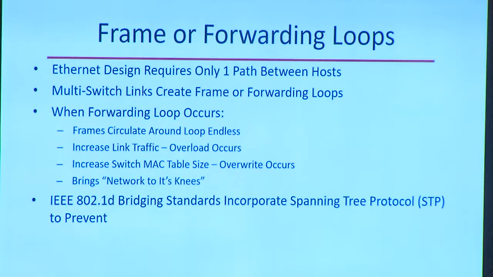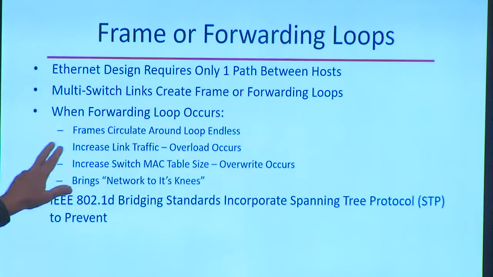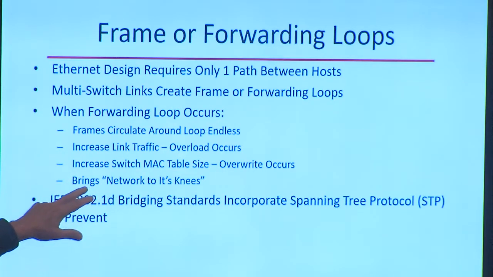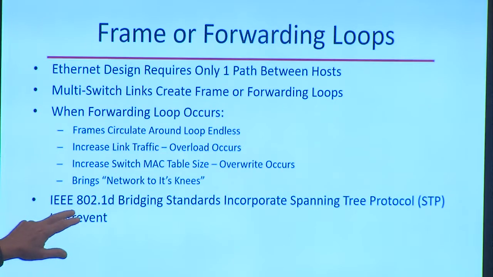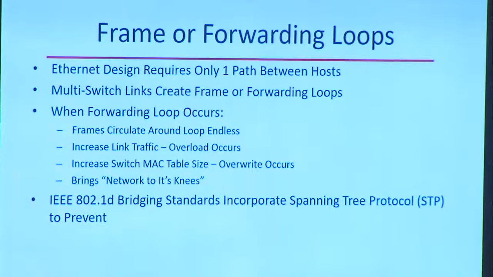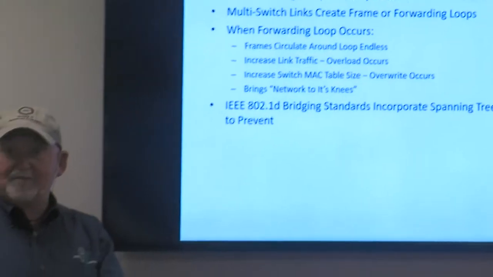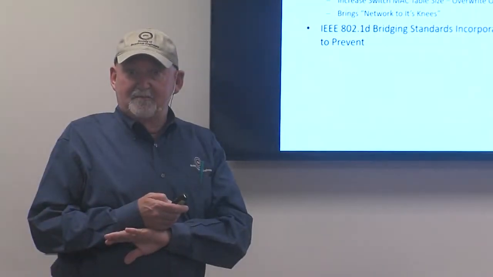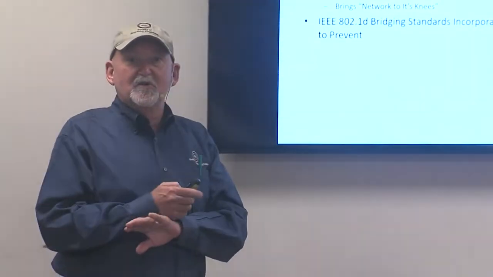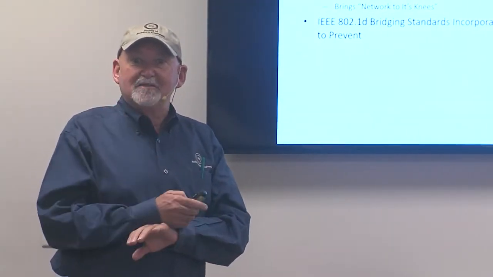Because our basic design standard requires only one path between host devices. And these forwarding loops basically circulate frames. It increases unnecessary traffic, but eventually it will overflow the MAC table size. We didn't really talk about MAC table sizes, but depending upon the model of the switch, there's only so much RAM. Then what happens? This happens. Well, when you overflow a CAM table, what happens?